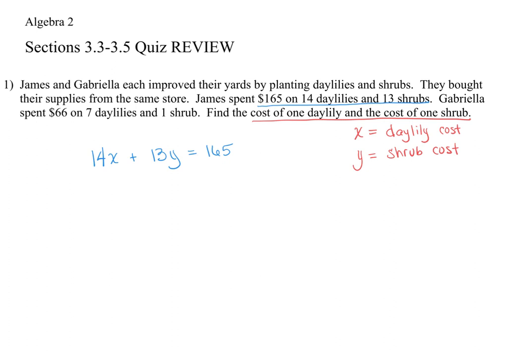My second equation says that Gabriella spent $66 on 7 daylilies and 1 shrub. So I'm going to say 7x plus 1y equals 66. I would solve by elimination here. And so I would eliminate that x by multiplying that second equation by -2. I'm going to leave that first equation alone.